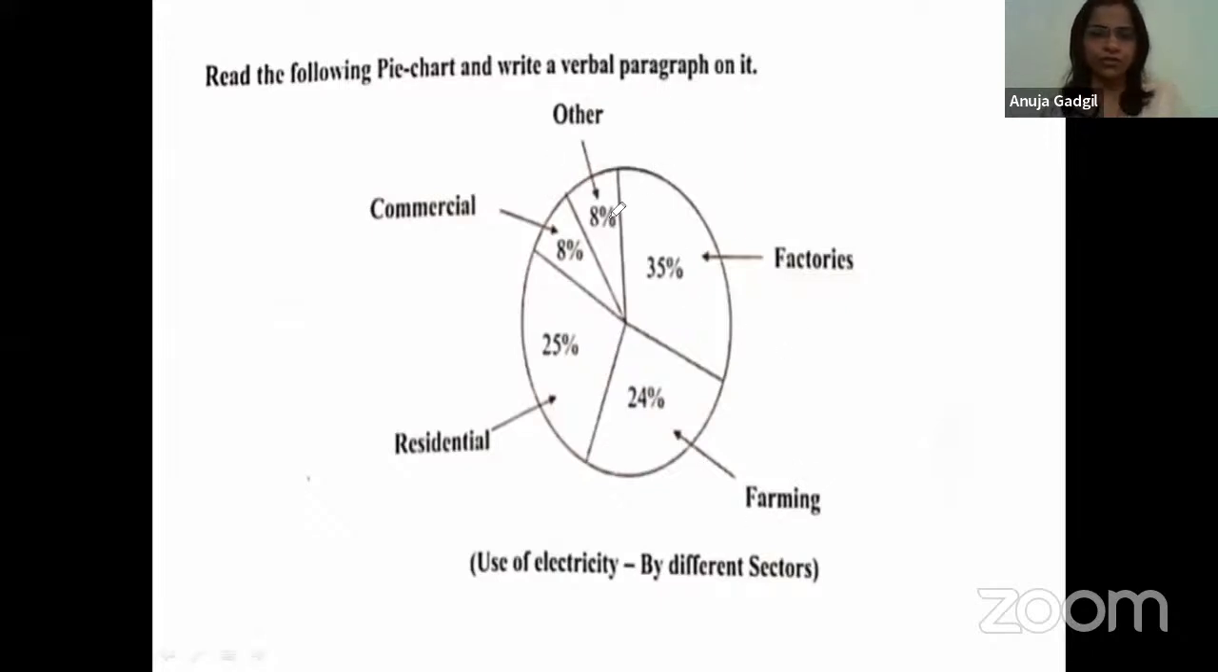What's the quantity of electricity used by farming sector? Okay. Farming sector consumes how much of it? 24%. Great, Ramadevi. Good, Kavya. And how about residential sector? How about residential buildings? They use how much of electricity? 25%. Wonderful, Deepika. Good, Ramadevi. Good, Kavyashri.